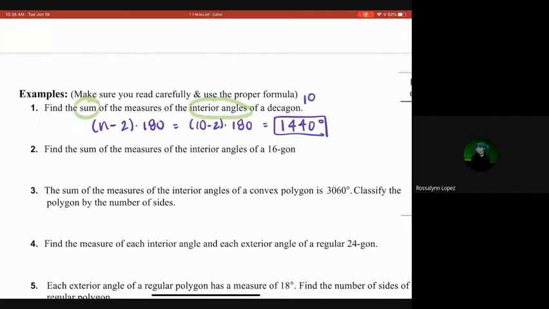And you can do that for any shape, really. So we're actually going to come back to number 2, because 2 is one I'm going to ask you to try out on your own in a second.